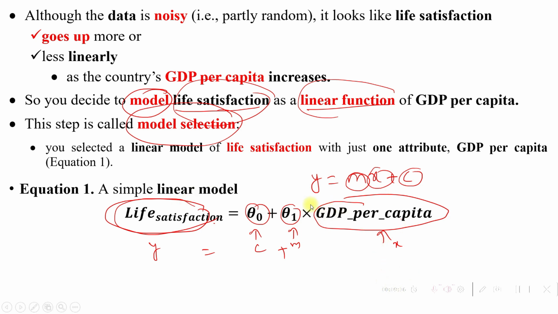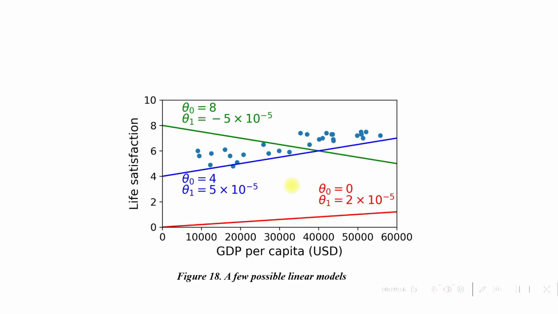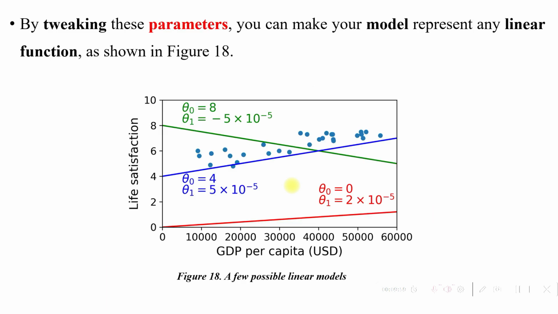In this linear model, the life satisfaction of a particular country depends on the GDP per capita with some slope, some theta 1 value, plus some constant value. So this is simply a linear model. This model has two model parameters: theta naught and theta 1. Based on these parameters, we can make the model a linear function. You can draw different linear models with different values of theta naught and theta 1.